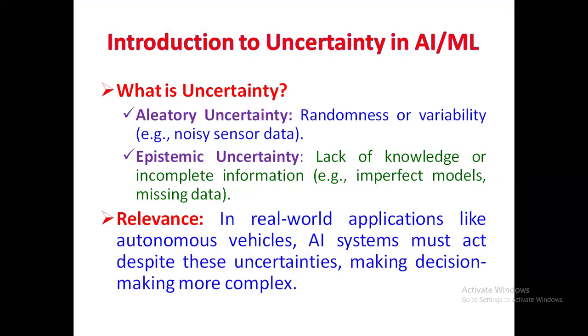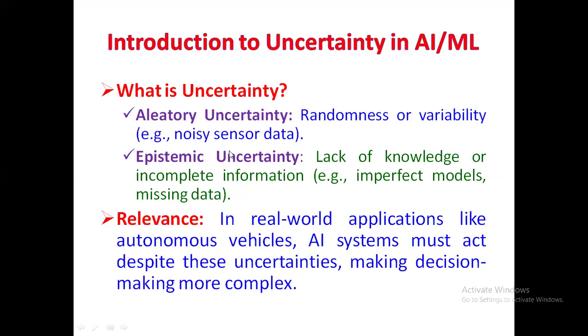What is uncertainty? In AI and ML, uncertainty refers to the lack of precise knowledge that can influence a system's decision making process. There are two main types of uncertainty that AI systems face. The first one is aleatory uncertainty. This refers to randomness or inherent variability in the system, such as unpredictable sensor data due to external factors, for example, weather, signal noise, etc. This type of uncertainty is intrinsic and cannot be eliminated, only managed.